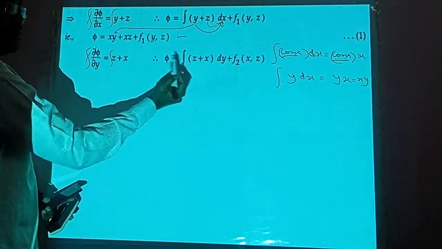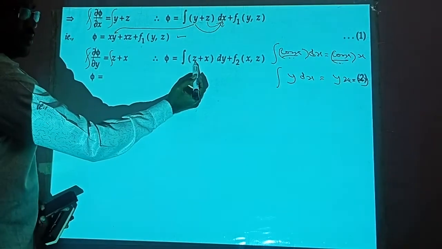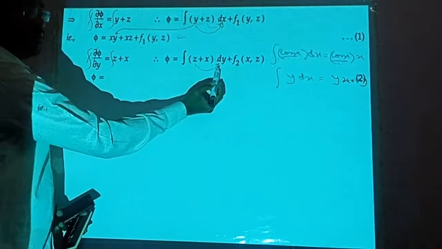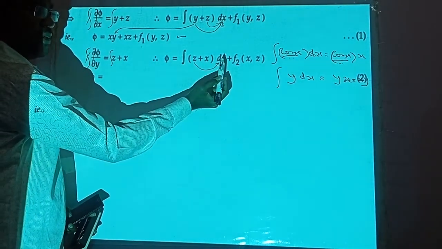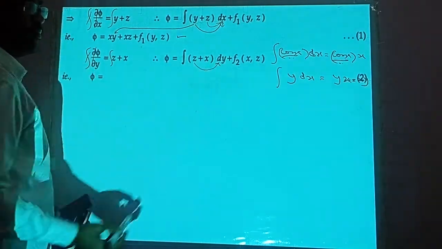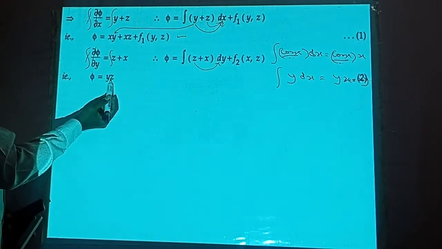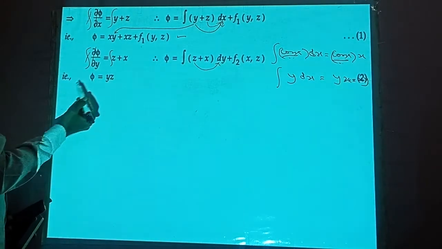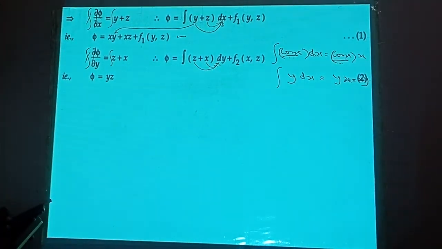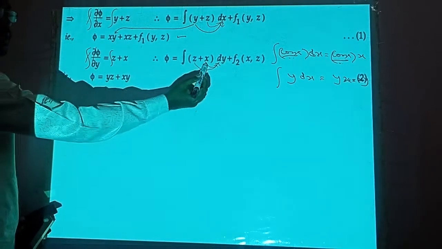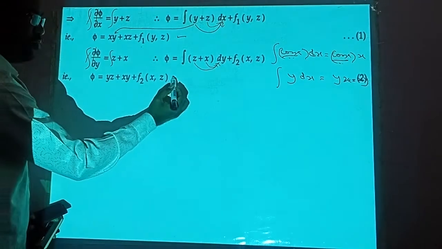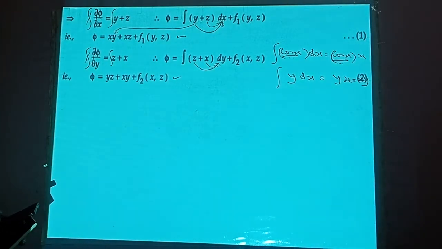Let us integrate this. What is the integration of this constant with respect to y? If you integrate any constant with respect to y, you will get constant into y. So you get z into y, that is yz. The integration of x with respect to y will be xy, because x is also constant. Plus f2 of x comma z. So we got one more phi by equating the coefficients of j.